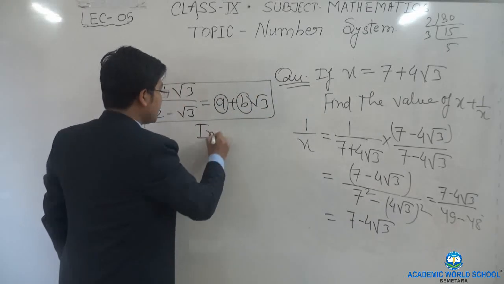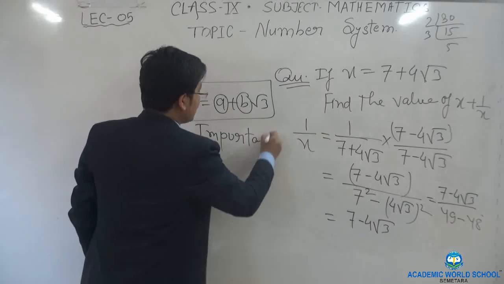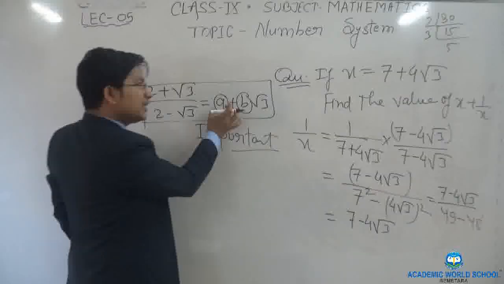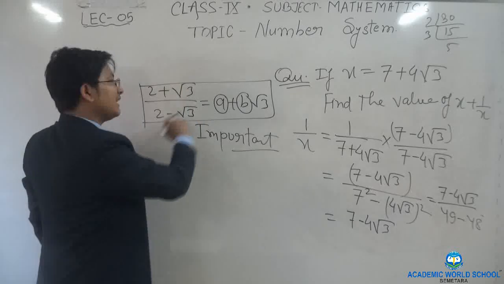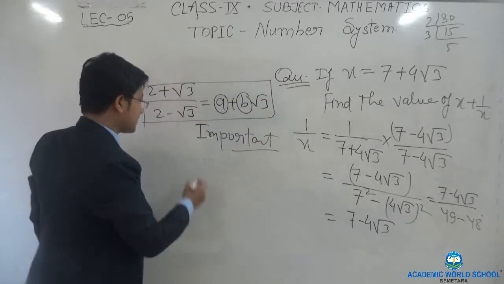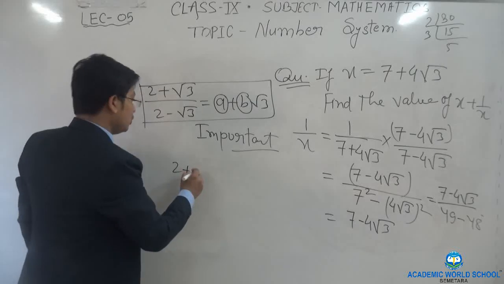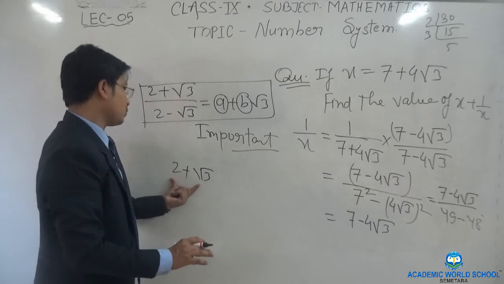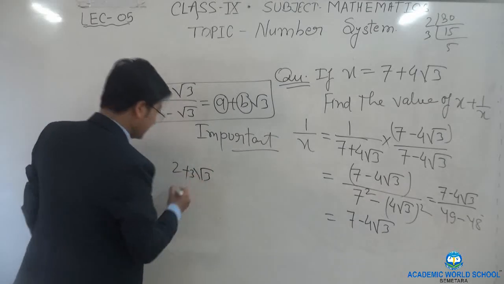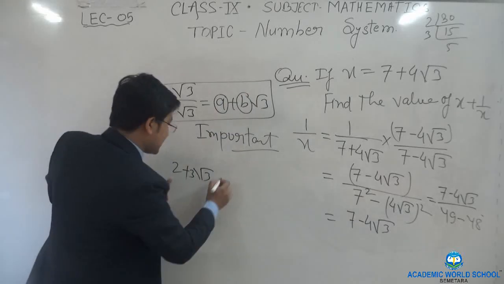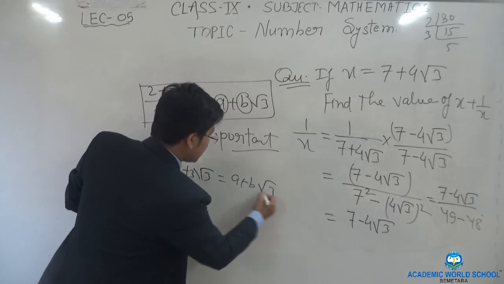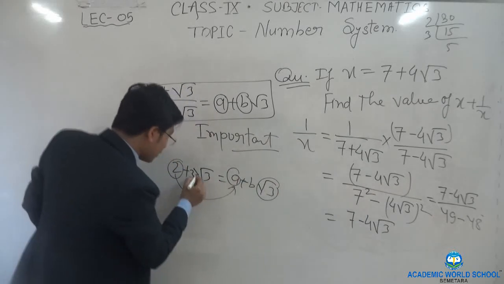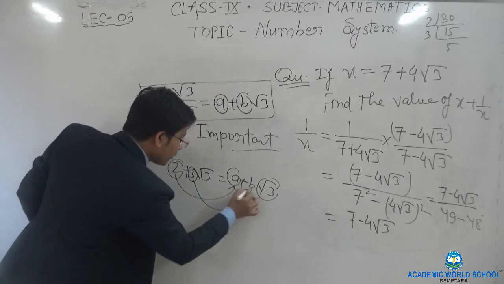This is one of the important questions. You only have to do the rationalization. Let's say you have rationalized and got the answer 2 plus 3 root 3. Compare this with a plus b root 3. So this is a, and this becomes a. The coefficient of root 3 is 3, so therefore b is equal to 3.